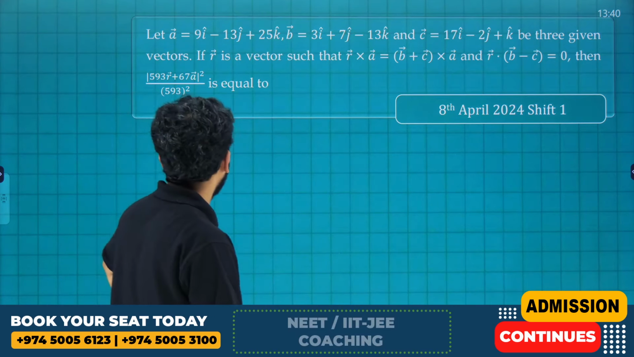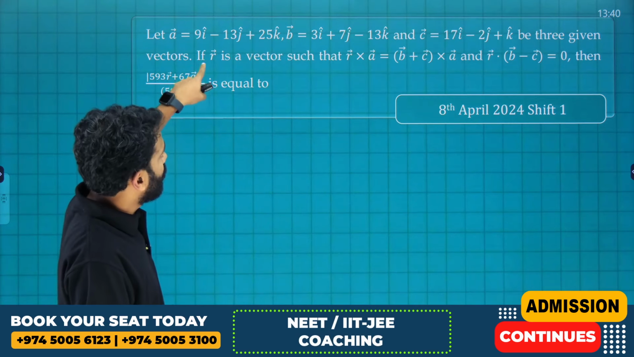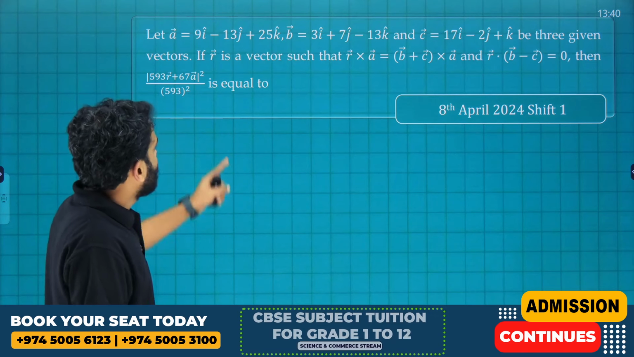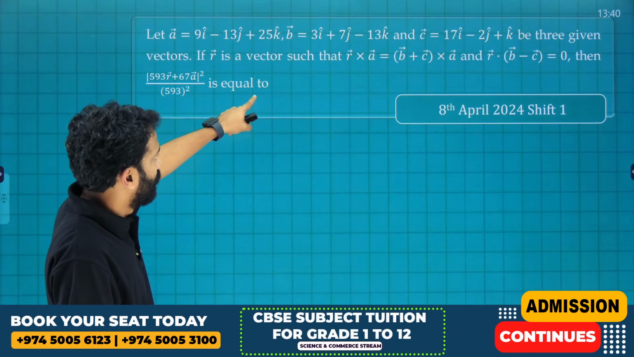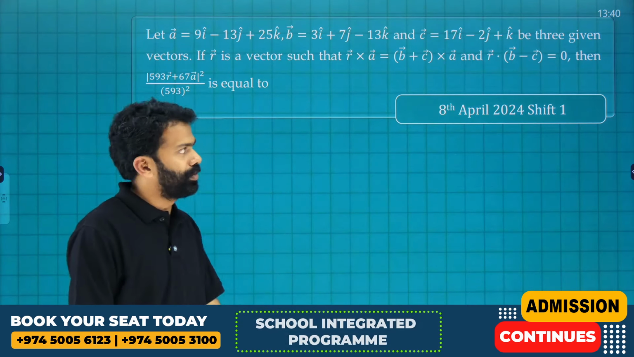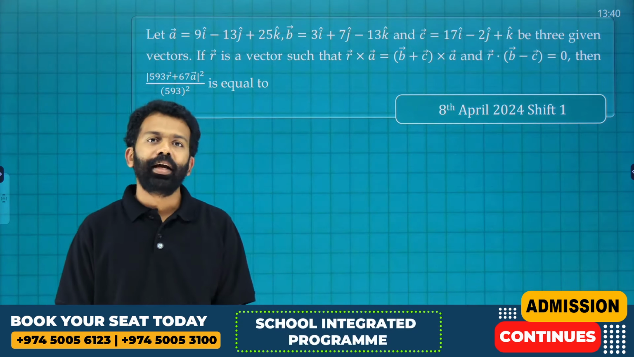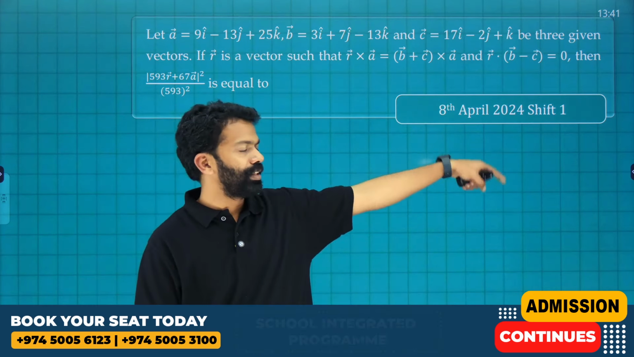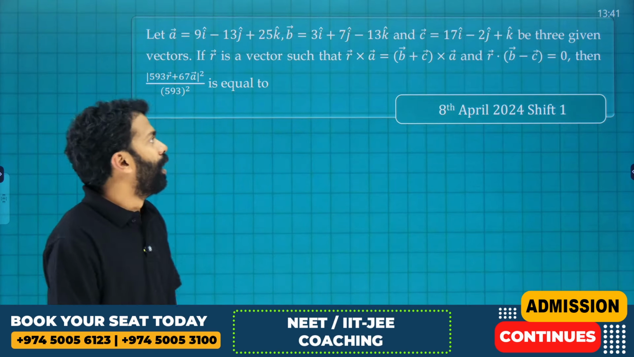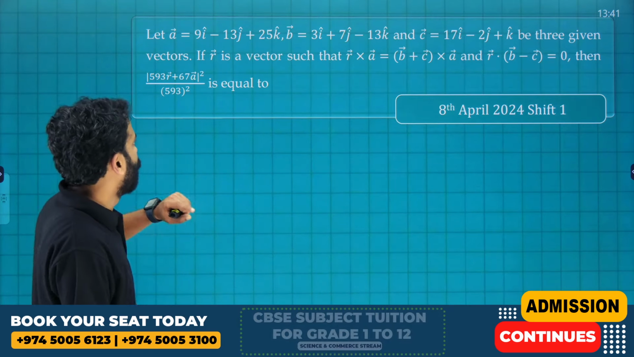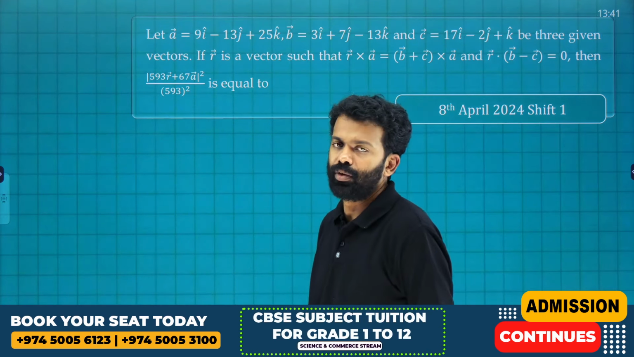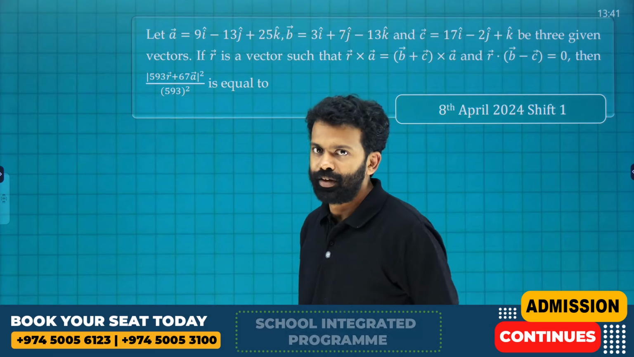Again a question, but okay, I will tell you. Vector A, vector B is given and vector C is also given. Vector R is a vector such that vector R cross vector A is equal to vector B plus vector C cross vector A. And they have given vector R dot vector B minus C is equal to 0. See, exactly the same as the question which we did just before. Then you need to find the value of 593 vector R plus 67 vector A divided by 593, the whole square.